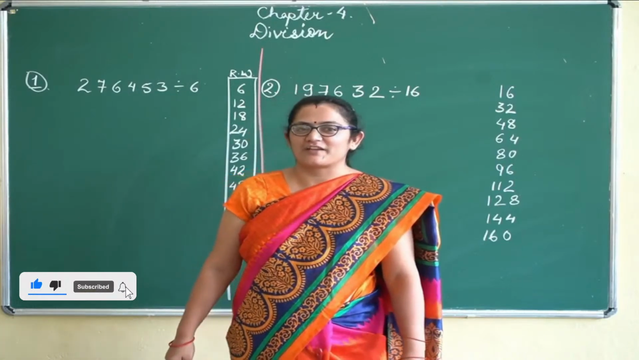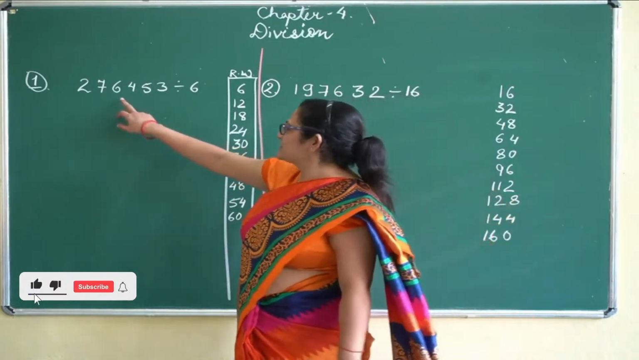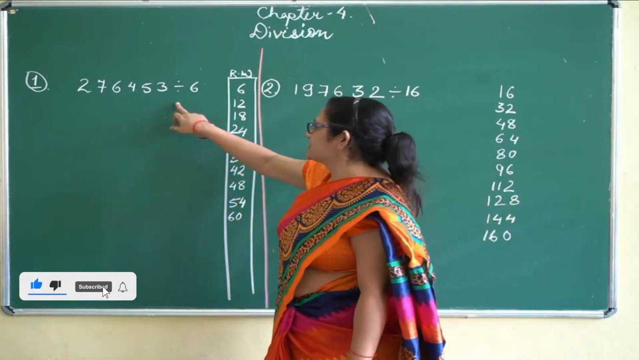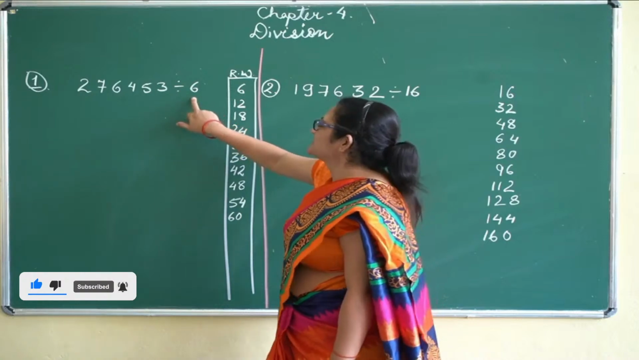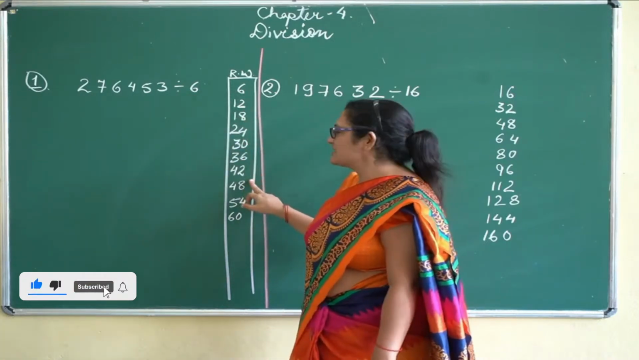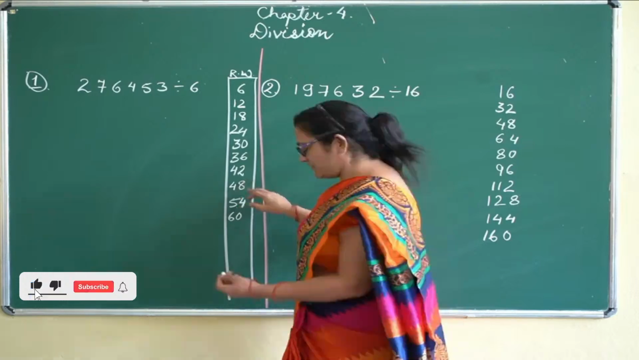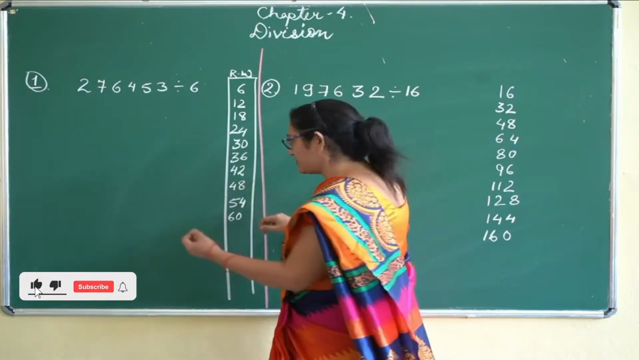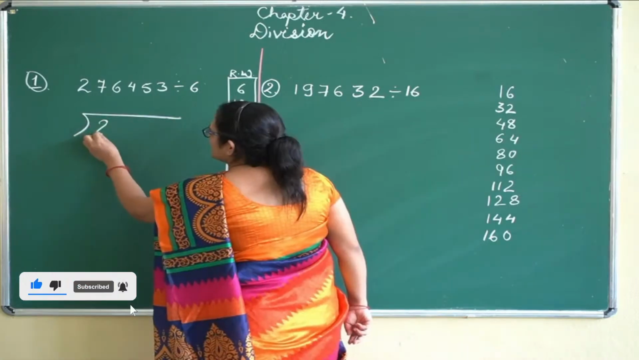The first question I will explain: 2,76,453 divided by 6, and I have written the table of 6 for reference purposes. You should know the table of 6. So how will you do it? You will write here.